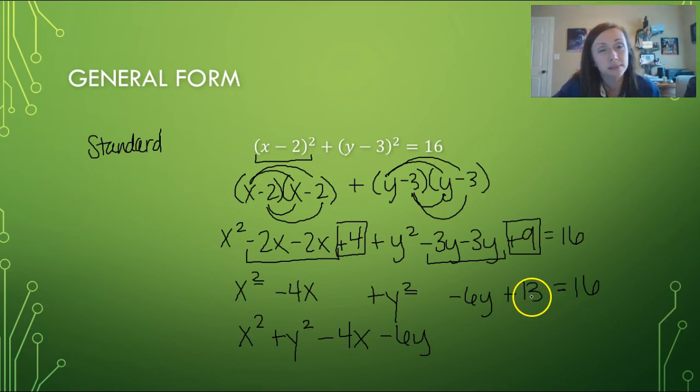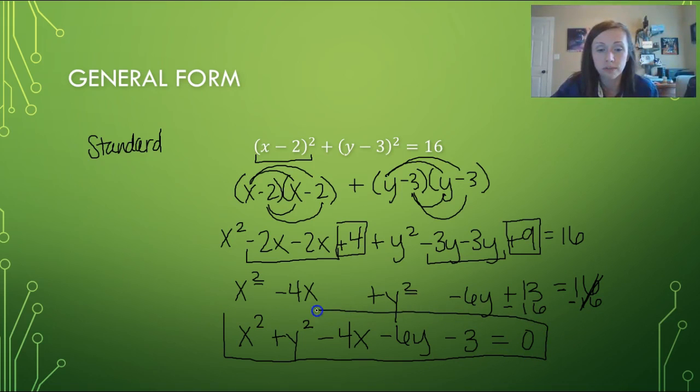Now this plus 13, you can choose to leave it on the left side. You can move it to the right side with the 16, or what you're going to see more often for general form is that you subtract the constant term from the right side to move it to the left. So 13 minus 16 is going to give you -3, and since we subtracted those, we have 0. So that is the general form for the equation of the circle that we looked at in the last video. The general form, no parentheses, no exponents. That is all just algebra.